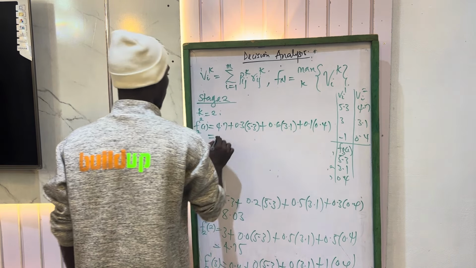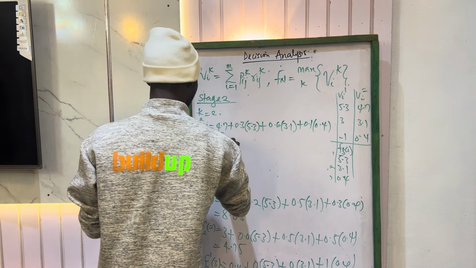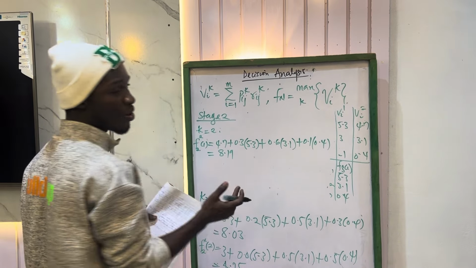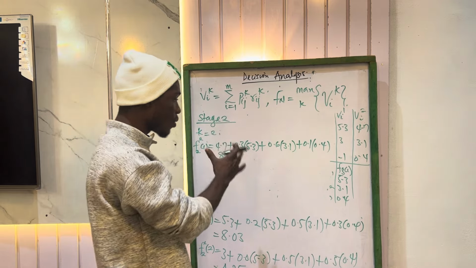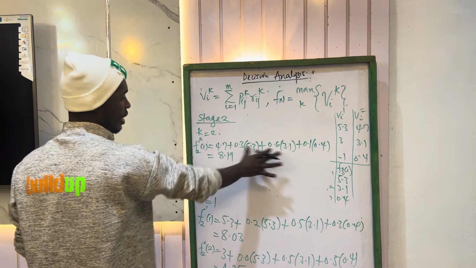So at the end of the day, when you multiply this and sum it together, we're going to have 8.19. I'm doing this because I want to save time. We are not here to test how you calculate. No, we are considering maximization, not your calculation skills. So you can use a calculator to determine this.